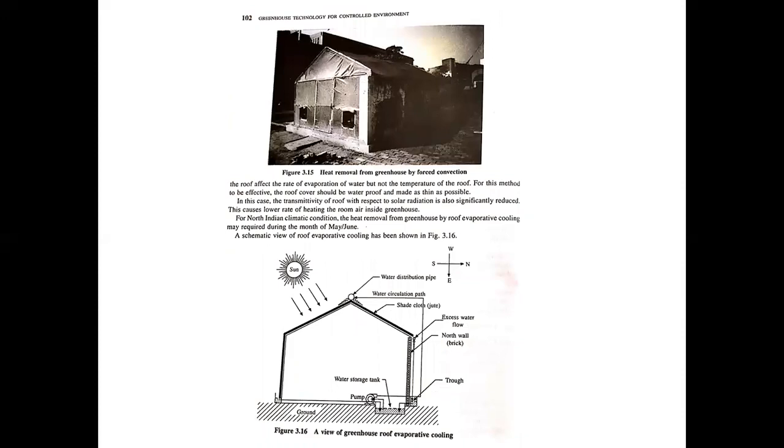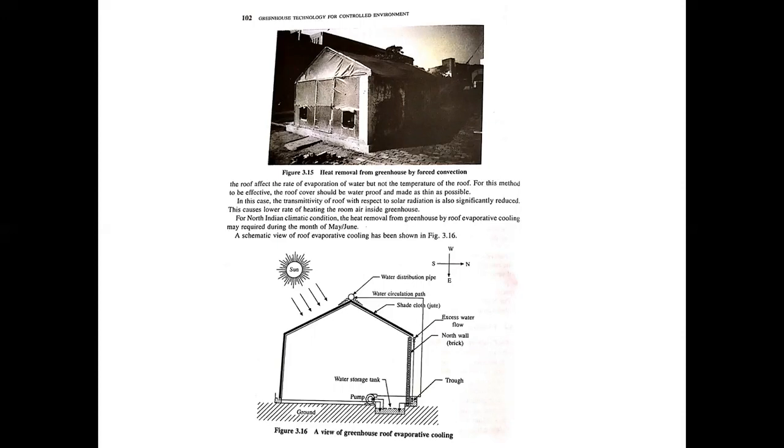One way of achieving evaporative cooling is to cover the roof of the greenhouse with gunny cloths and spray water over it. The heat is dissipated from the greenhouse air and causes water to evaporate from the gunny cloth, which in turn provides a cooling effect. Continuous evaporation from a thin film of water over the roof lowers the temperature of the roof, hence the microclimate inside the greenhouse. Solar radiation and wind velocity over the roof affect the rate of evaporation of water but not the temperature of the roof.